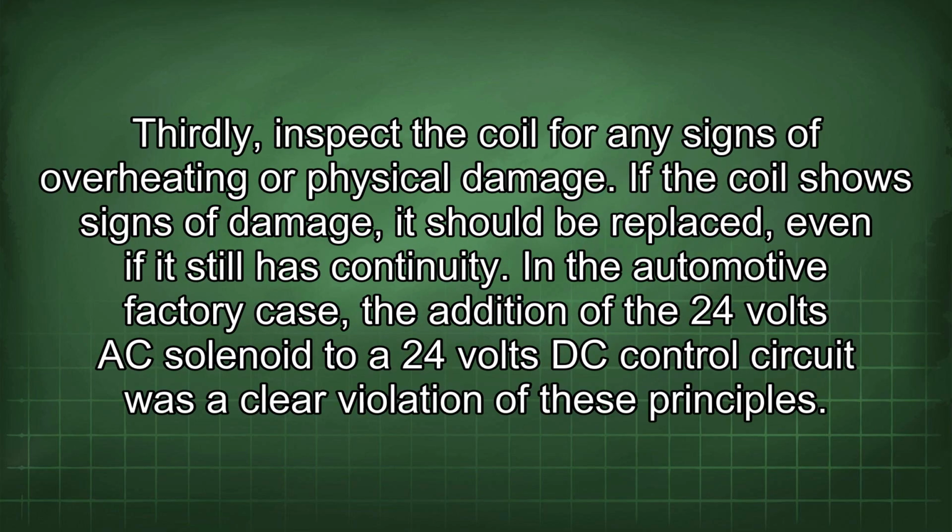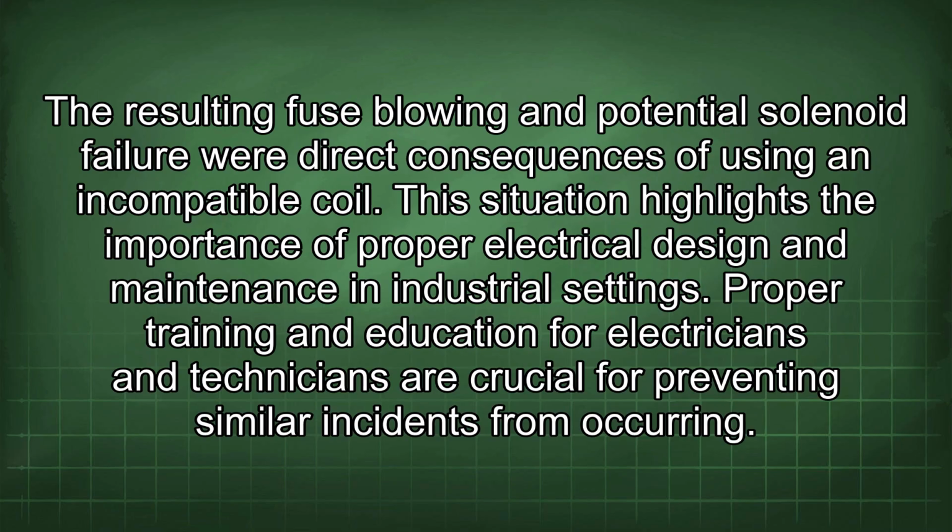Thirdly, inspect the coil for any signs of overheating or physical damage. If the coil shows signs of damage, it should be replaced, even if it still has continuity. In the automotive factory case, the addition of the 24 volts AC solenoid to a 24 volts DC control circuit was a clear violation of these principles. The resulting fuse blowing and potential solenoid failure were direct consequences of using an incompatible coil.